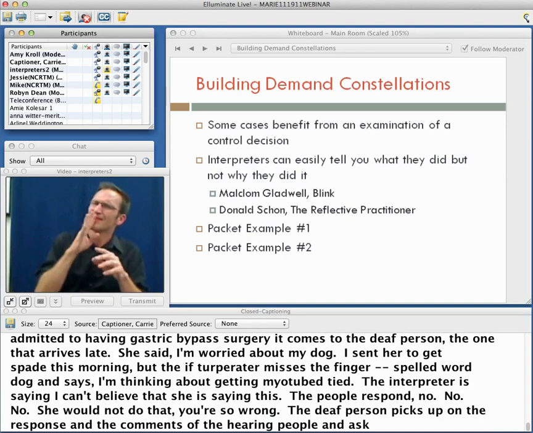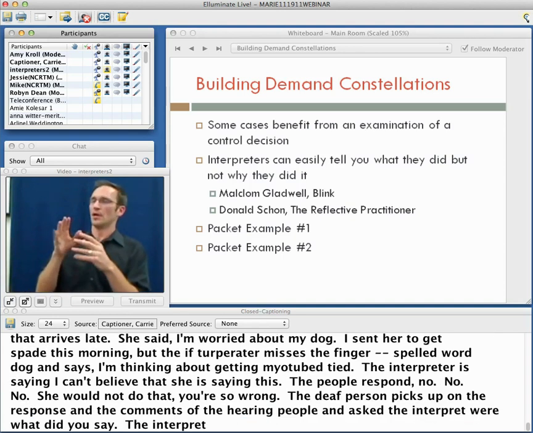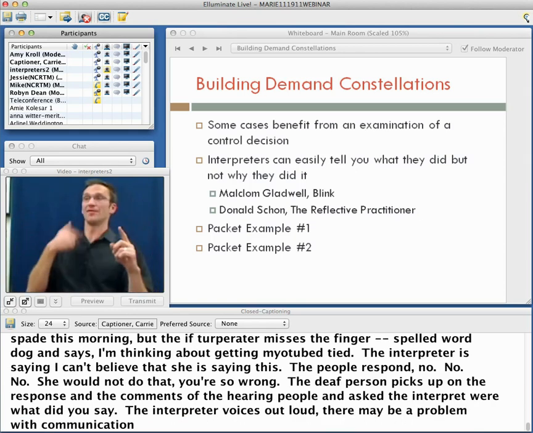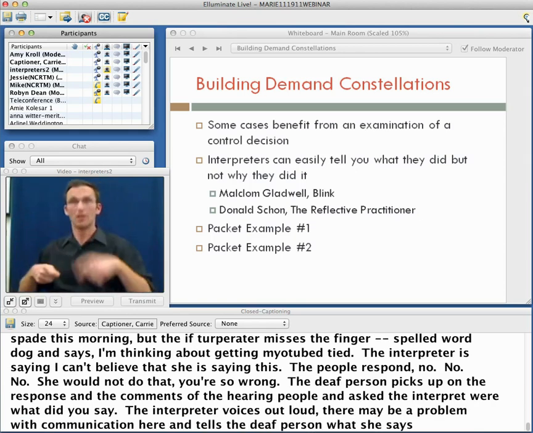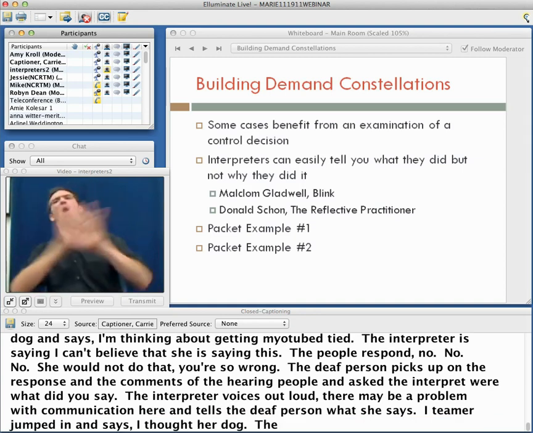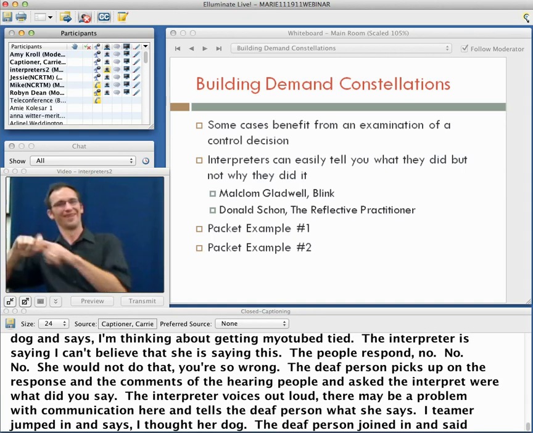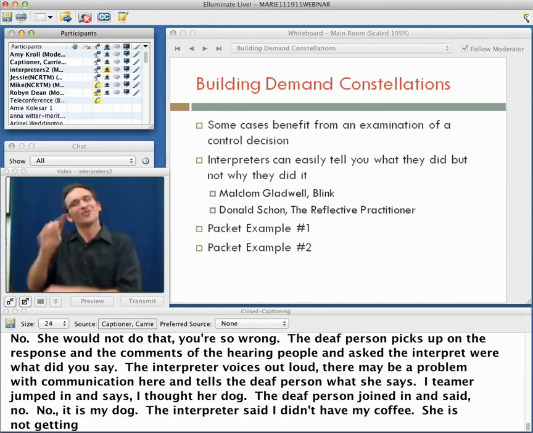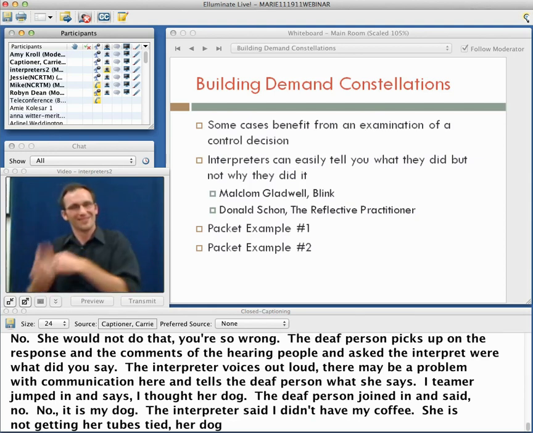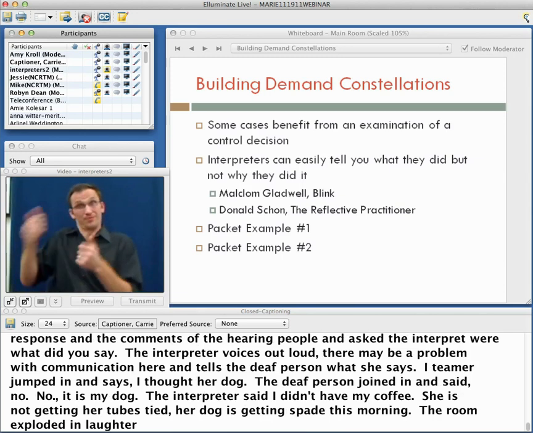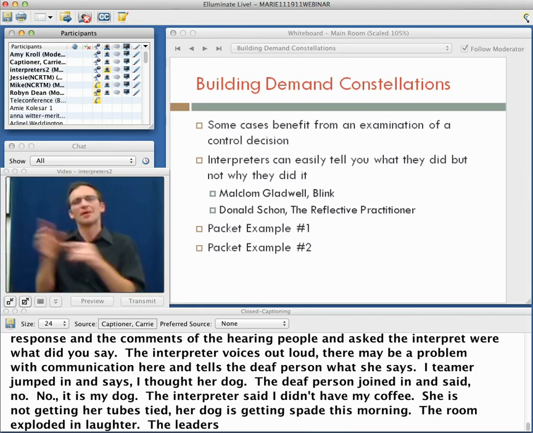And then the interpreter voices out loud, "There may be a problem with communication here," and then tells the deaf person what she said. The teamer at this point jumps in and says, "I thought she said it was her dog." And then, of course, the deaf person joined in and she says, "No, no, it's my dog." The interpreter then says, "Sorry, the interpreter has not had her coffee yet. She said that she's not getting her tubes tied, but that her dog is getting spayed this morning." The room explodes in laughter. The teacher who is leading this training, and who the interpreter knows very well because she has interpreted for her before, says, "Can we please get a new interpreter?" in a joking way. And the interpreter agrees. "Yes, can we?"